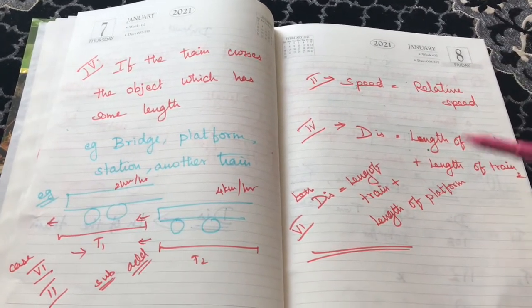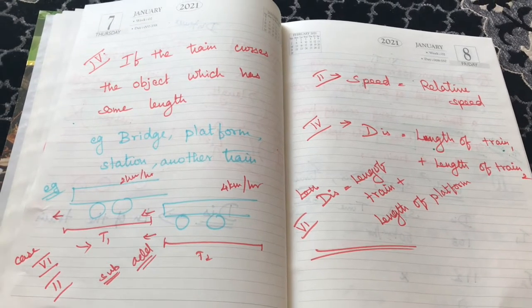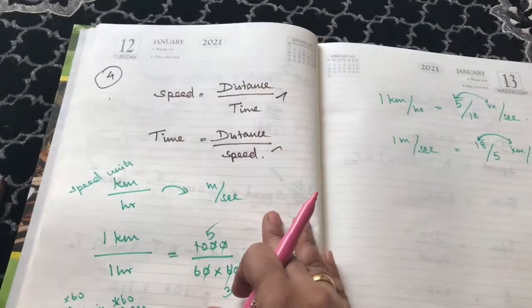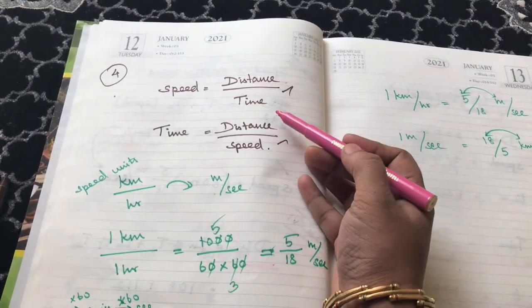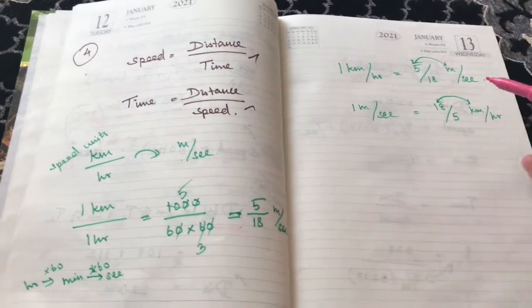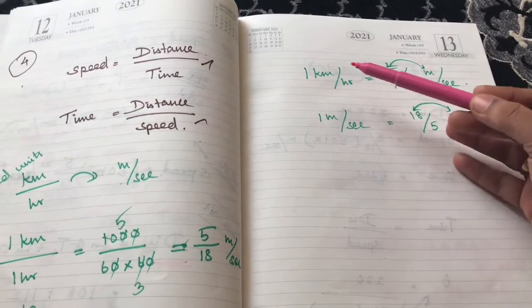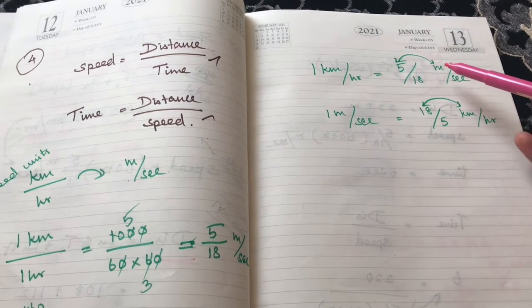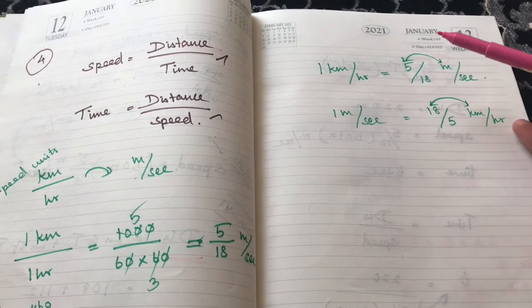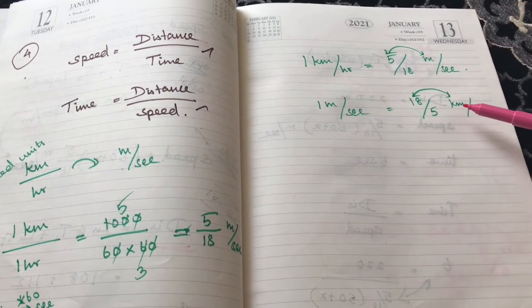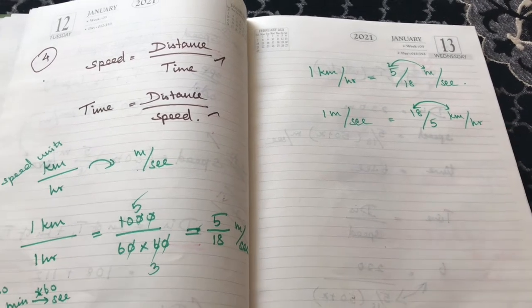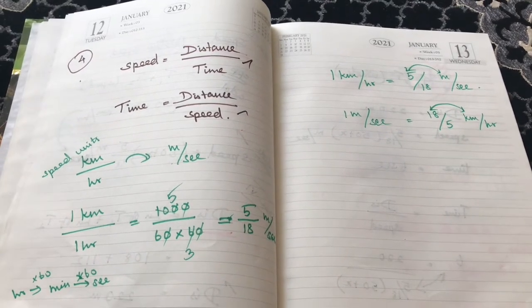Okay, so from these cases we can easily find anything by knowing this formula. What is the formula? Speed equals distance by time, or we can write time equals distance by speed. And just know it, 1 kilometer per hour we need to change to meter per second. This is a smaller unit, so I need to use the smaller number, 5 by 18. And here for kilometer per hour, I need to use 18 by 5. That's it. So these are very important for the exam.